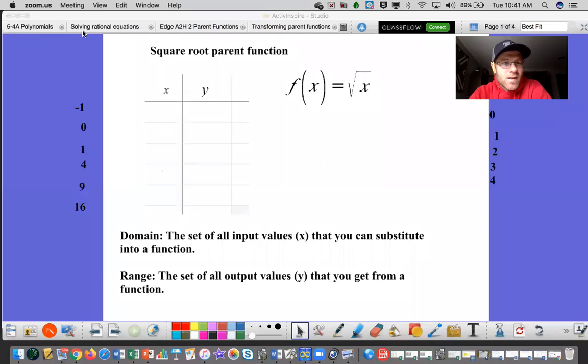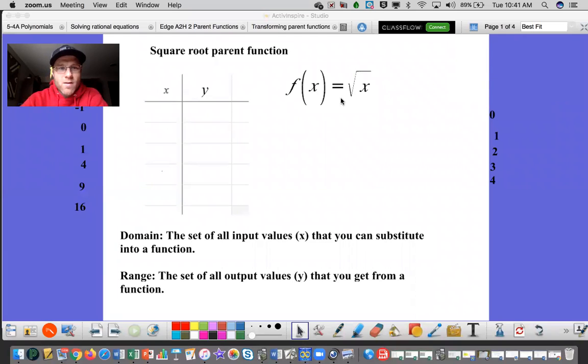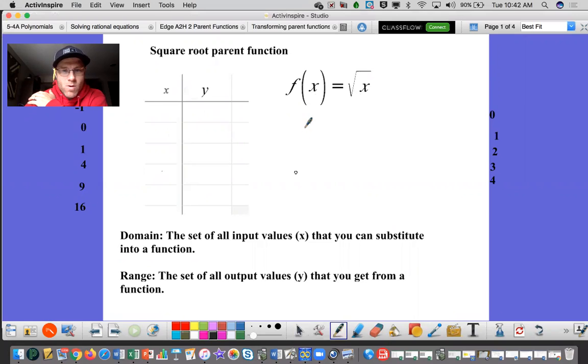So here we go. Let me share this out with you guys. So the square root parent function is just the simple square root of x. A lot of times in function notation, they have f of x right there. You might think of it as just regular y equals the square root of x.